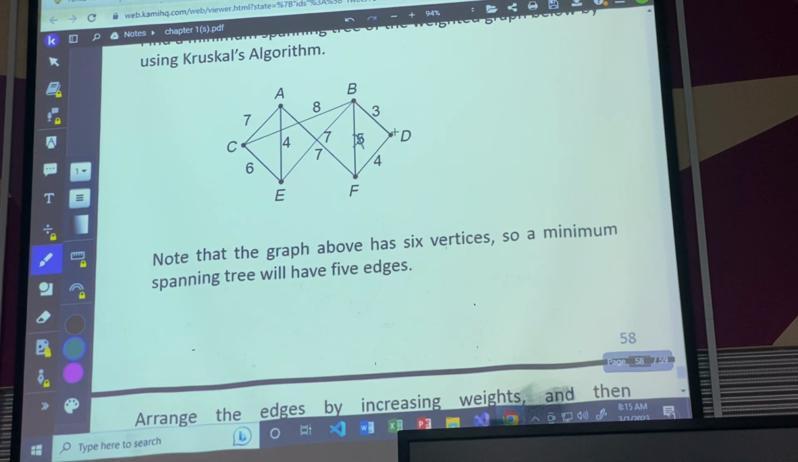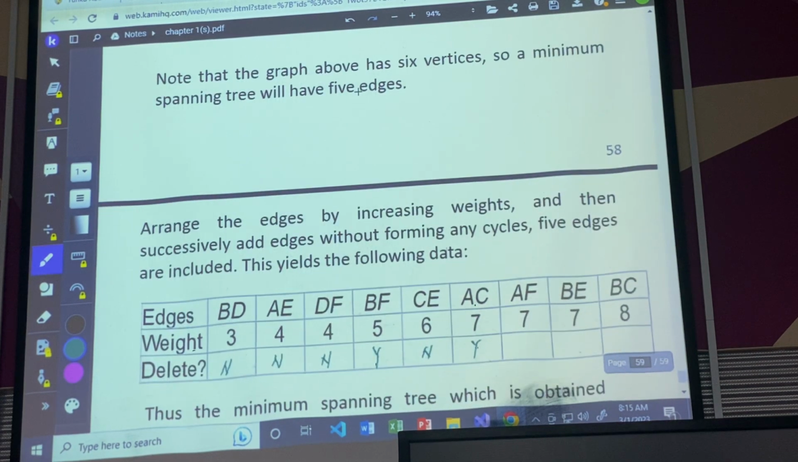We already have BD, we already have DF, AE, CE. Can we include AF? Yes, it won't form any cycle. Okay, so here you have 1, 2, 3, 4, 5. Okay, so not delete AF.